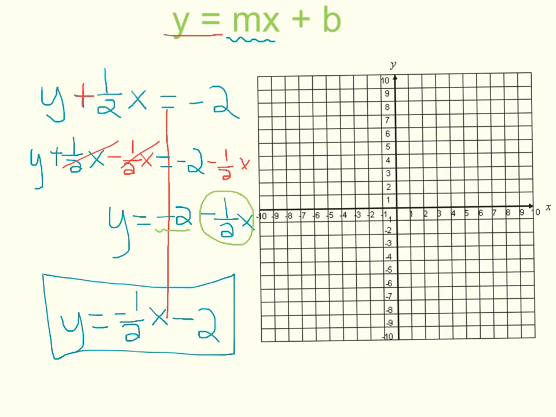My y-intercept is at -2, and my slope is -1 over 2. So instead of going up to the right, I'm going to go down to the right. Down 1, right 2. Down 1, right 2. And then backwards, up 1, left 2. And then I can connect.